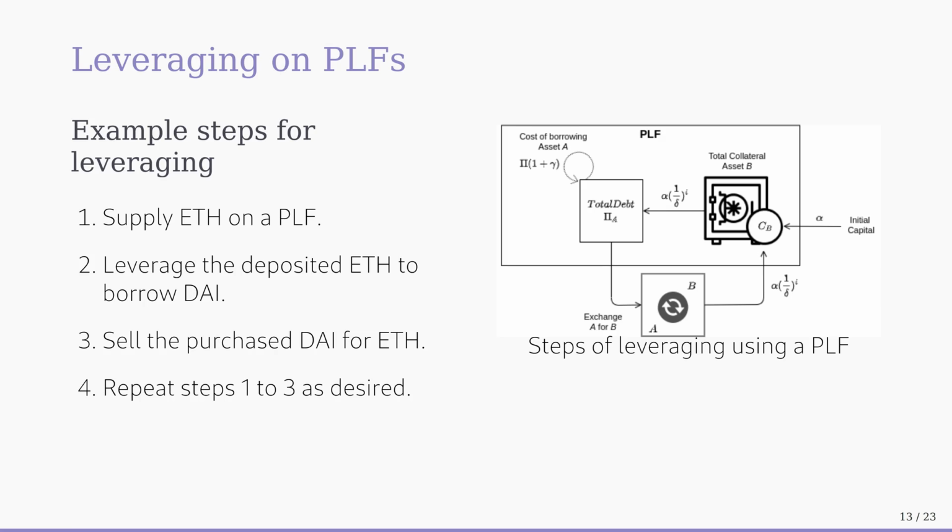For example, if I want to increase my exposure to ETH, first I will supply ETH on a PLF. Using this ETH, I will borrow some DAI or whatever other asset actually. Then I will use this DAI to purchase some new ETH, so sell DAI for ETH, and then I can resupply the ETH. Of course this can be done in a loop, where the amount that I can borrow every time will decrease by the collateral factor, but it can increase my exposure to, for example here ETH, by a considerable amount.